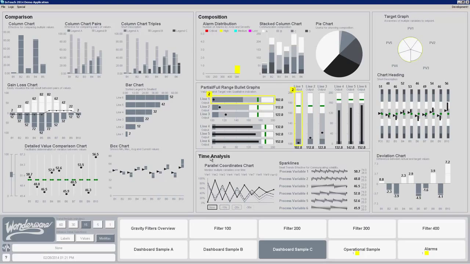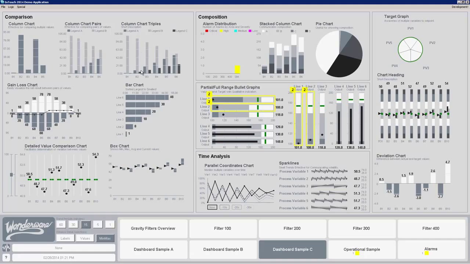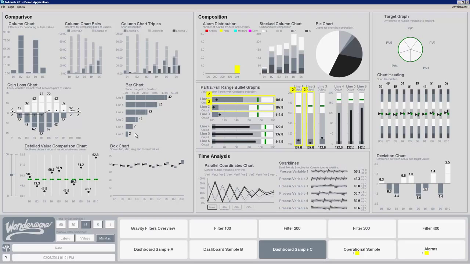This one demo page I have over here takes you through a bunch of the different dashboarding tools that we've provided. Things like column charts or column chart pairs or even column chart triples, the gain loss chart I was talking about earlier. Here's a bar chart that auto sorts itself. This one here is a detailed value comparison chart.